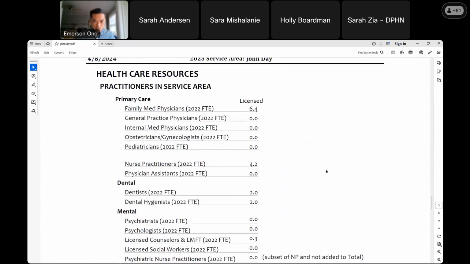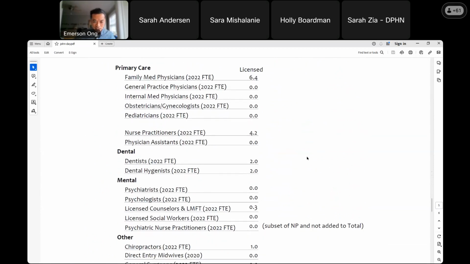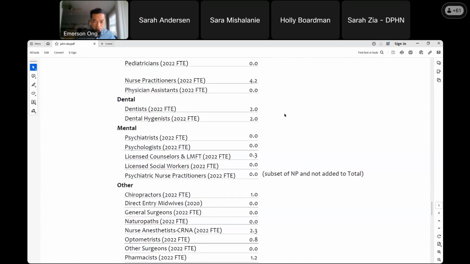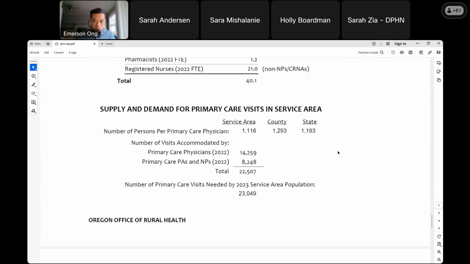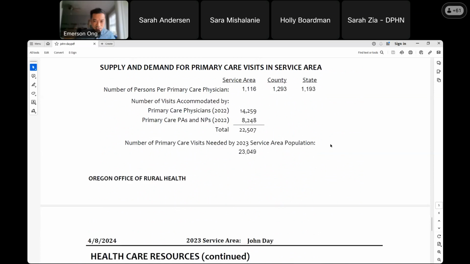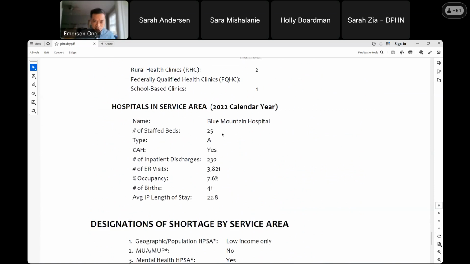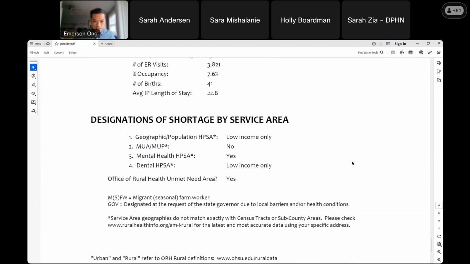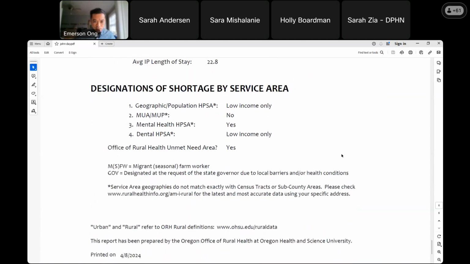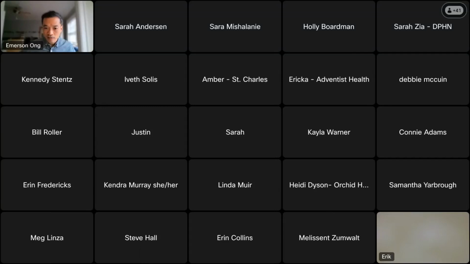and then the number of patient care FTE for all these practitioners that we get from OHA, broken down to primary, dental, mental, and other, and then supply and demand calculations for the service area, the types of clinics in the area, and then basic hospital data if there's a hospital in the service area. Then designations of shortage by that service area. And that's part two.